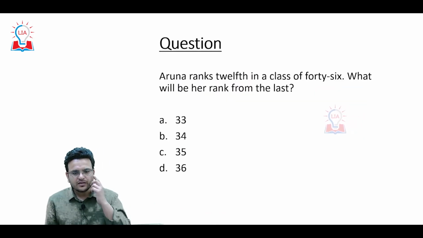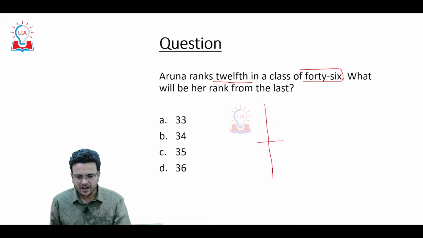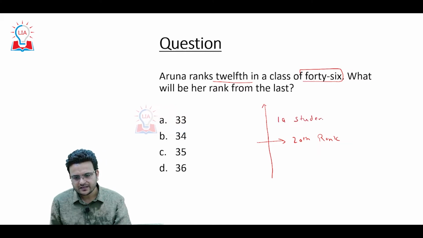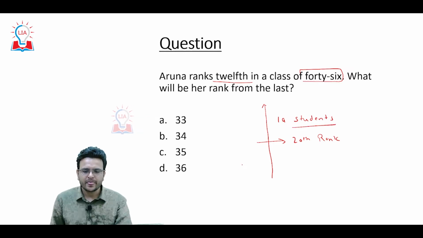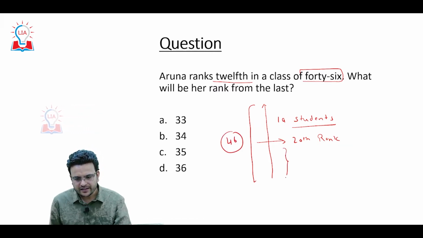Now come to the first question. Arun ranks 20th in a class of 46 students. There are 46 students, and Arun got 20th rank. It means before him 19 students are there. Total students are 46, so after him there will be how many students? It will be 46 minus 20, that is 26.